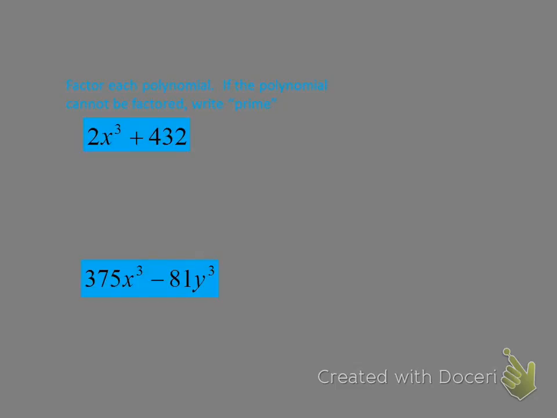The factoring technique that everybody forgets is GCF, greatest common factor. You have to look for that. Looking for that: 2x cubed plus 432. What can you take out of both of those? A 2. Hopefully it's pretty obvious because they're both even. So you take out a 2 first, which leaves you with x cubed plus 216.